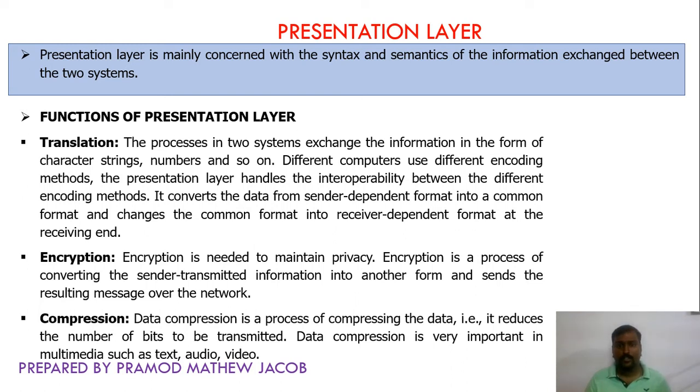In order to ensure the security and privacy of the data being transmitted, we have to perform encryption or decryption while transmitting a message. Encryption is a process of converting the sender transmitted information into another form and sending the resulting message over the network. That means encoding the message into some unintelligible form so that only the receiver can retrieve the data into its original form. So this is used for preserving our data from unauthorized access and thereby ensuring the privacy of our data. The third feature is compression.